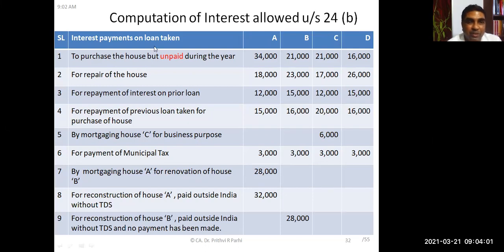So purchase of the house, that means interest paid for loan taken to purchase a house but unpaid. It has not been paid. So there are 4 houses A, B, C, D. So you decide whether it is allowed or not in all the 4 houses. Just tick A, B, C, D under the 4 columns. If you feel it is allowed, then tick it. Then I'll show you the answer after some time. Completed the first one.